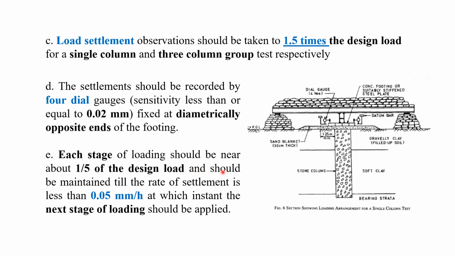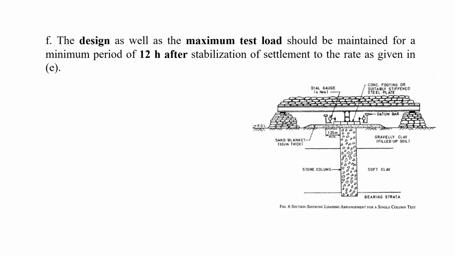Each time we have to put the load this way, and it should be maintained till the rate of settlement is less than 0.05 millimeter per hour, at which instant the next stage is applied. Suppose you have put the 5-ton load on in the form of a load test. So you have to wait till the rate of settlement is less than 0.05 millimeter per hour. These things should be taken care of.